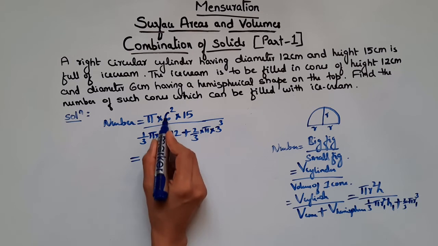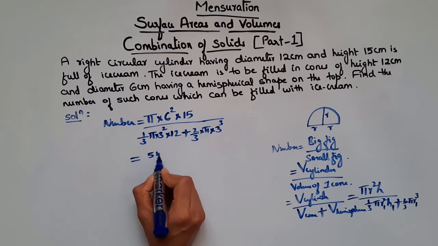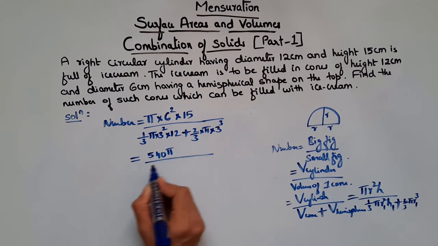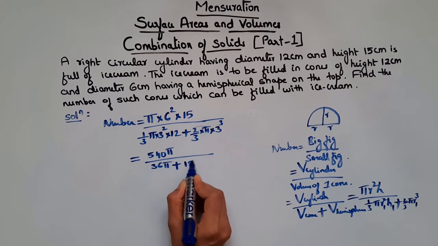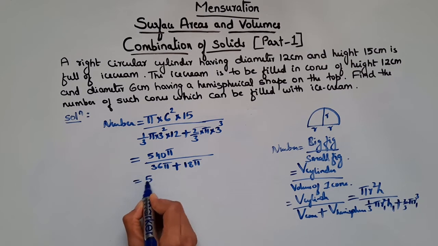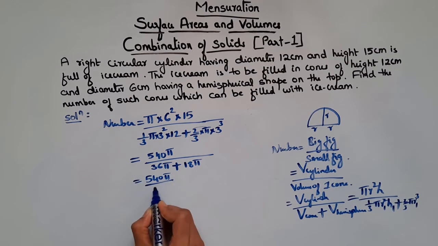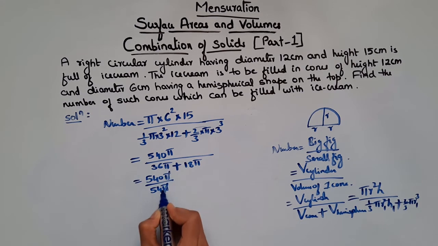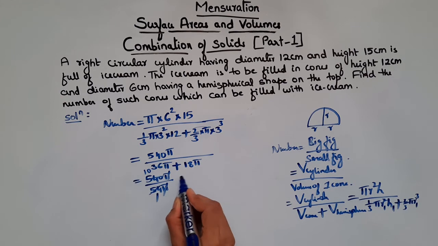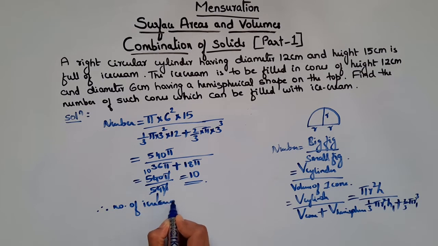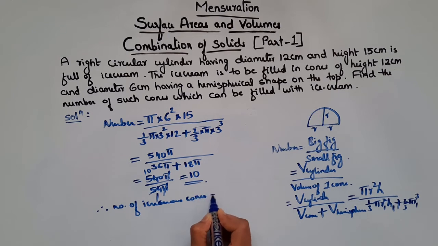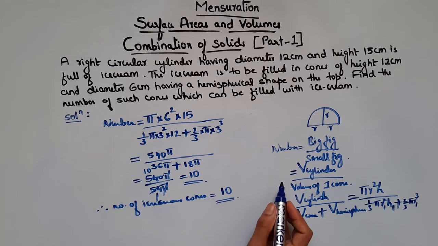Which is equal to, so 6 square into 15 is nothing but 540 pi, divided by, when you simplify this it will give you 36 pi, plus, when you simplify this it will give you 18 pi, which is 540 pi by 54 pi. So pi and pi cancel, 54 tens are, right? Which is equal to 10. So therefore, the number of ice cream cones required is equal to 10 cones. I hope this is clear.